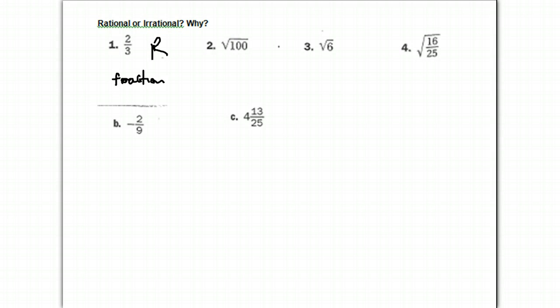We know that the next one's square root of 100. If you think about doing the square root of 100, you could use your calculator for that. That's just 10. So we have 10, that's a whole number. But 10 can also be 10 over 1. Those are the same things. So it's rational. And again, I'm just kind of abbreviating a few things.